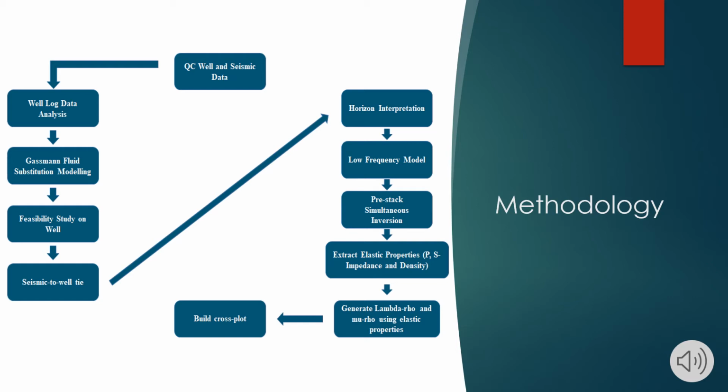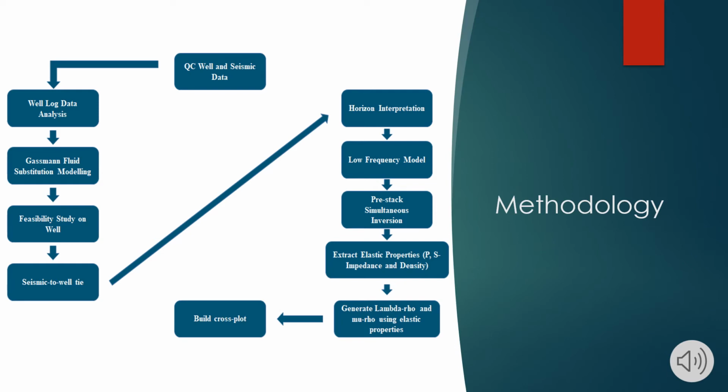We then proceed to the seismic data, where we first interpret the horizon. We define the zone we were about to interpret, and after that, before we apply the seismic inversion, we need to generate the low frequency model. And then after that, we apply the pre-stacked simultaneous inversion. We extract the elastic properties, and afterwards we generate the lambda-rho and mu-rho for further interpretation.